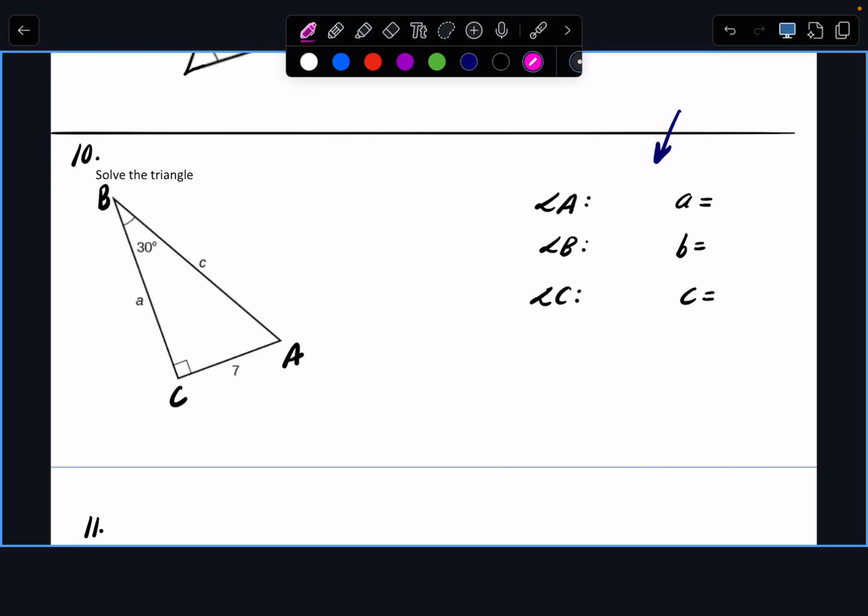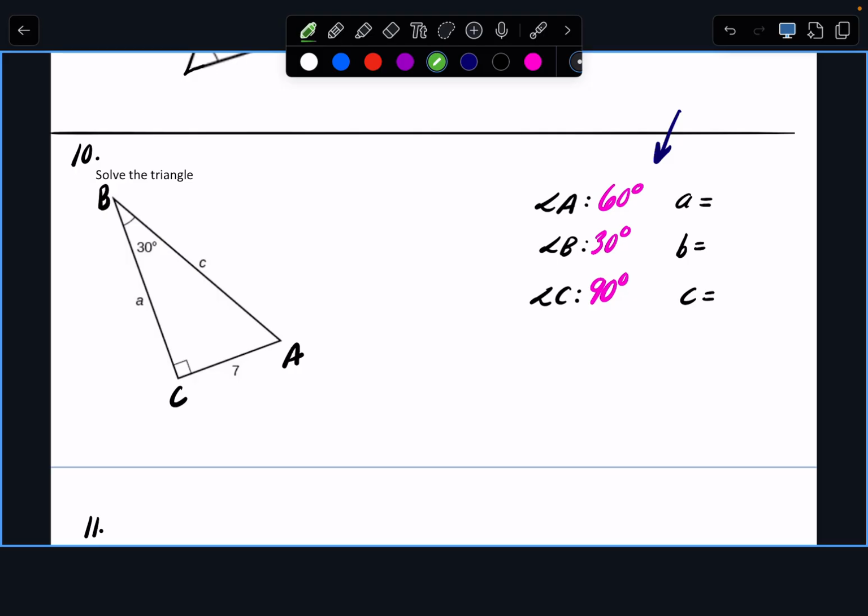Angle A, do we know that? No. How about angle B? 30 degrees. And angle C? 90. Well, then angle A is going to be, yeah, easy. You're saying it's 60? So you did 180 minus 90 minus 30, which is 60 degrees. Okay, cool. Now I could go fill it in on the triangle. I don't have to if I don't want to.